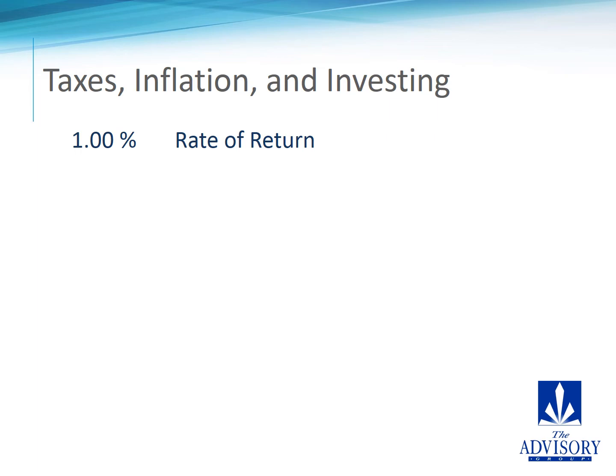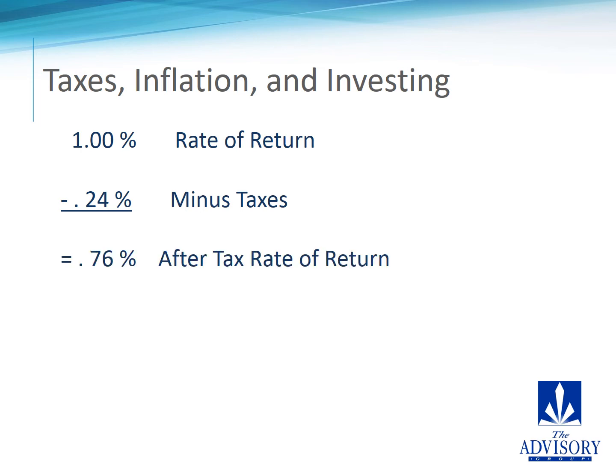So we're going to use the 24% tax bracket here to take away from that 1% earning, leaving you with a 0.76% after-tax rate of return. Now, to use real dollars, if you invest $10,000 into the savings account at 1%, you're going to get $100 a year in interest. And that $100 results in a tax bill of $24, leaving you with $76, after all is said and done.